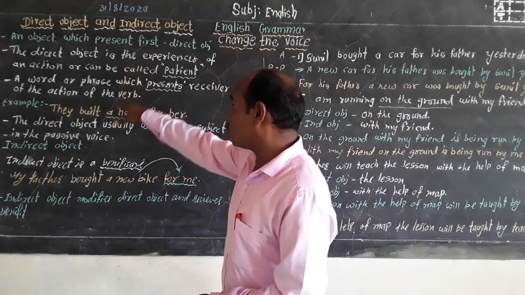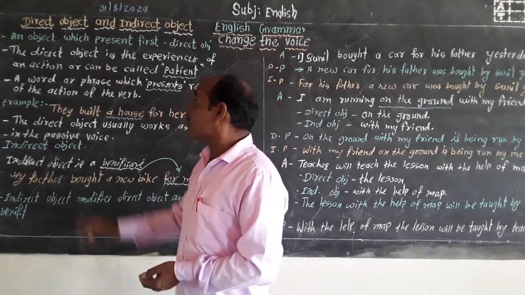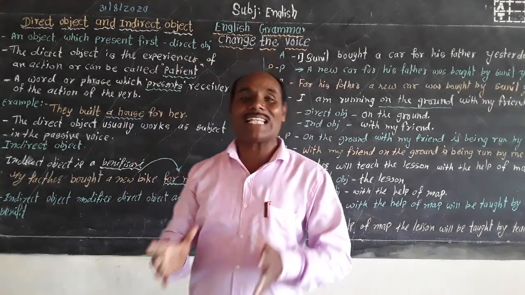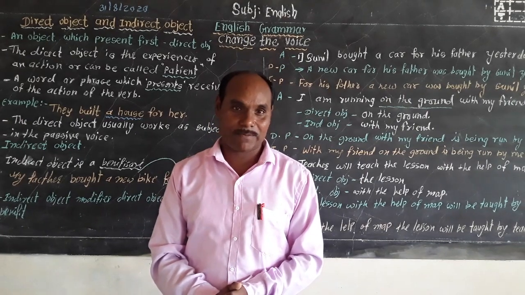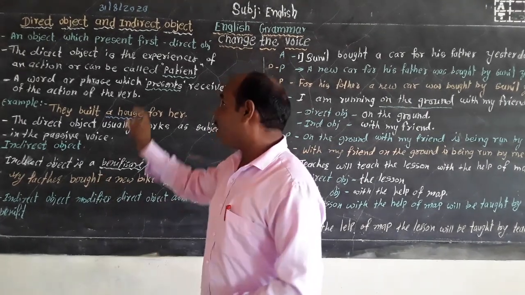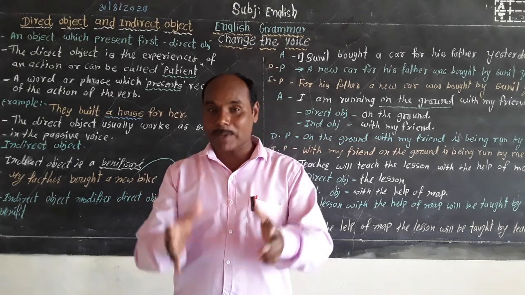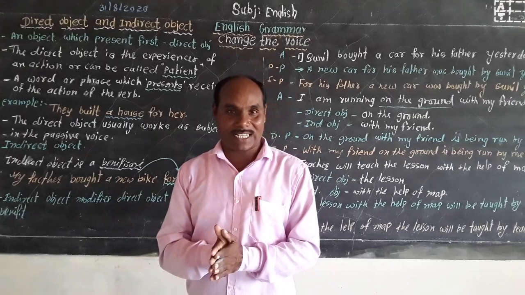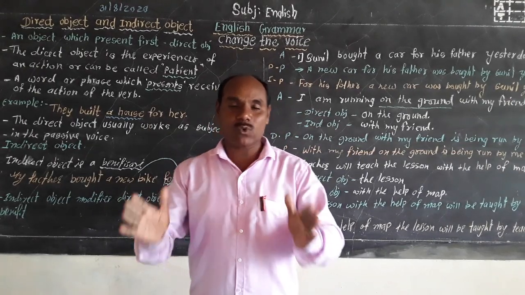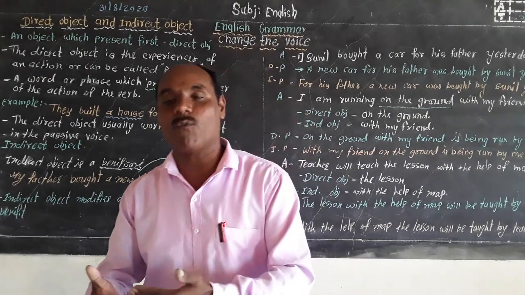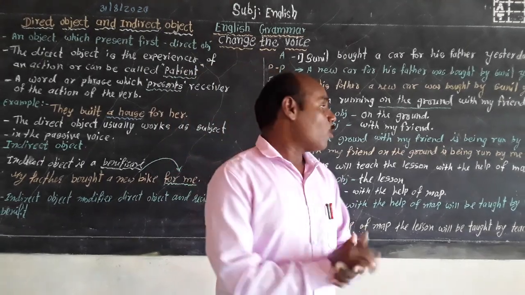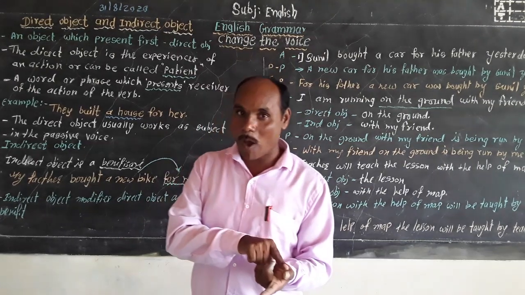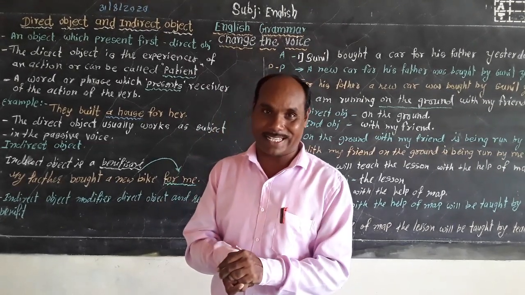So today we are going to see direct object. An object which is presented first is known as a direct object. An object which represents first in the sentence is known as a direct object. The sentence which consists of more than one object, such sentences are known as direct object and indirect object sentences.